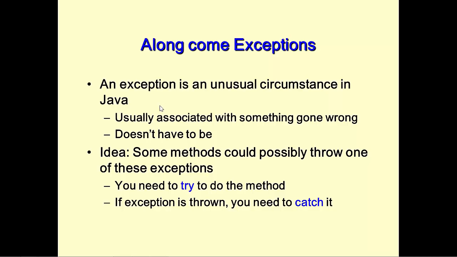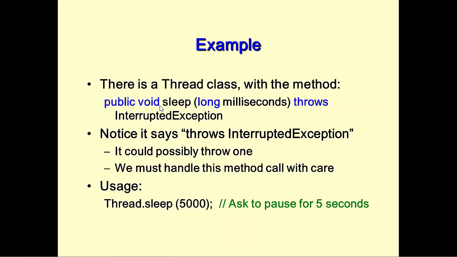So a little bit later came exceptions, and an exception is basically just an unusual circumstance in Java. It's usually associated when something goes wrong, but it doesn't necessarily have to be. So the main idea is that some methods could possibly throw one or more of these exceptions, and if they do, we need to try to do that method, and then if the exception is thrown, then we need to catch it when that occurs. So let's see an example of what we're talking about here.